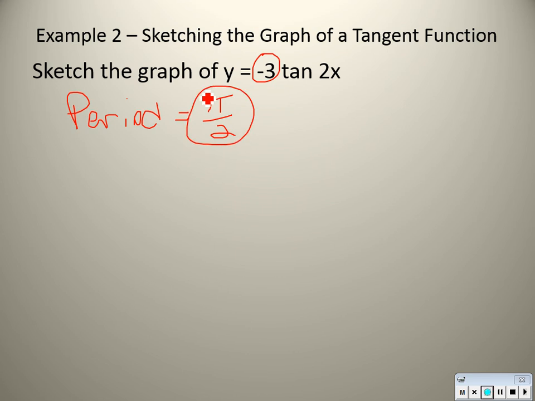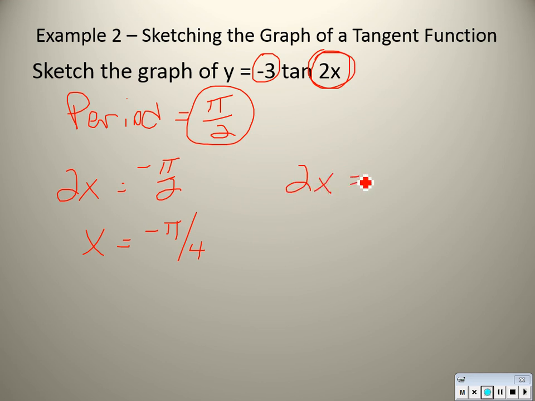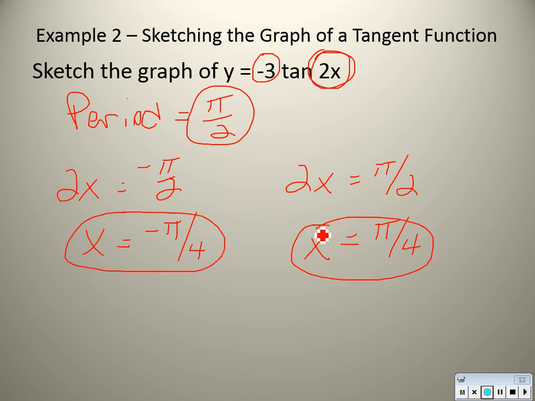Now when I go to find where the asymptotes occur, I'm going to take the 2x and set it equal to negative pi over 2. When I solve that for x, I get negative pi over 4. Then I take the 2x and set it equal to pi over 2, and when I solve that, I get positive pi over 4. If you notice, the distance from negative pi over 4 to positive pi over 4 is in fact pi over 2. So once again, that's something you can do to check yourself to see if what you did was right.